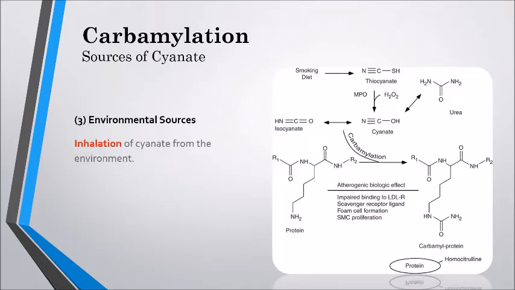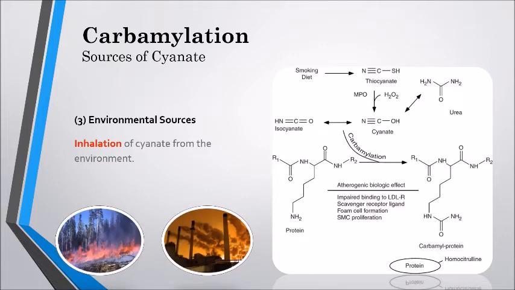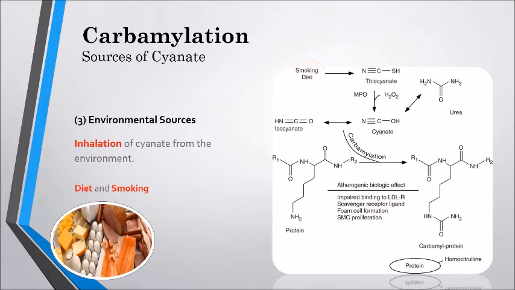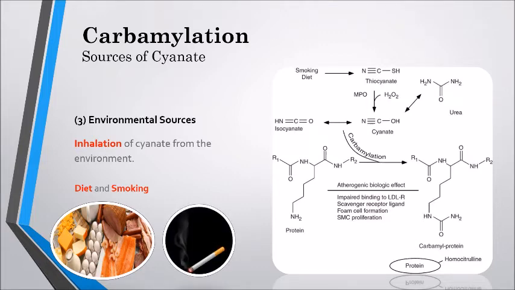Cyanide in air can be derived from various sources such as biomass burning, coal burning, biofuel usage, cooking, tobacco usage, and wildfire. Diet can also influence the amount of urea produced, especially if the diet is rich in proteins. As shown previously, the byproduct of protein catabolism is urea. Smoking can also increase the concentration of thiocyanate in the body.